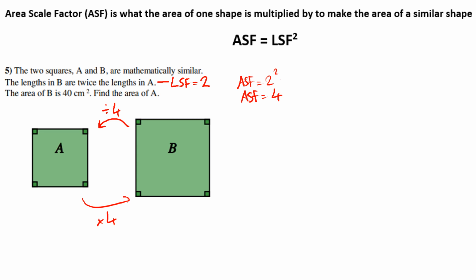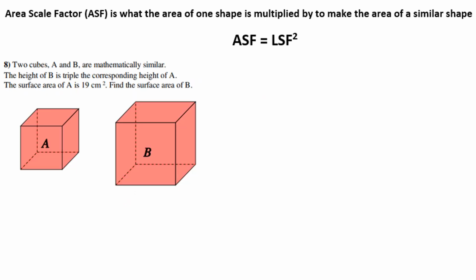The area of B is 40. Find the area of A. So we're going to need to do 40 divided by 4. The area of A is simply 10 centimeters squared. So you get the idea. If you find the LSF and you square it, that'll tell you what to do with the areas. Now that's true for surface area as well.